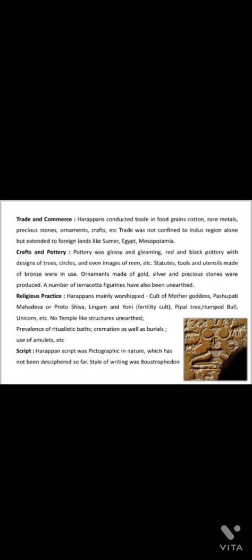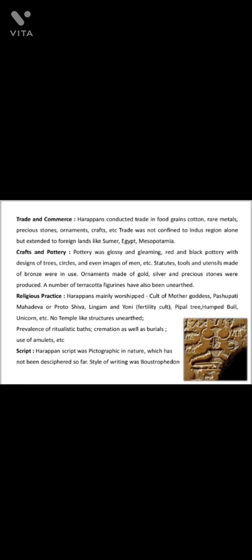Now let us discuss the craft and pottery of the Harappan civilization. The pottery in the Harappan civilization was red and black pottery. The pots that were made had a glossy and gleaming finish, and there were designs of trees, circles, and even images of men. At the same time, many statues, tools, and utensils made of bronze were also discovered at the different sites.